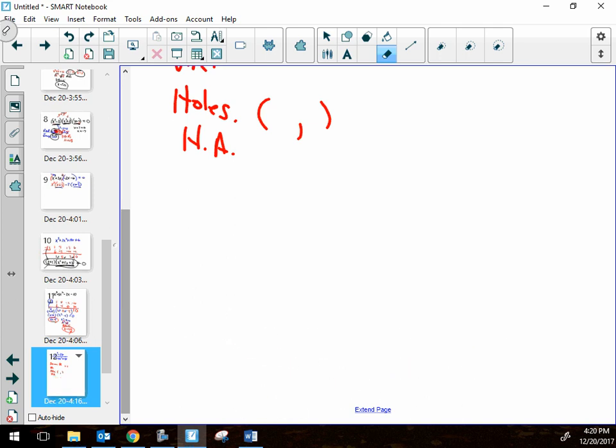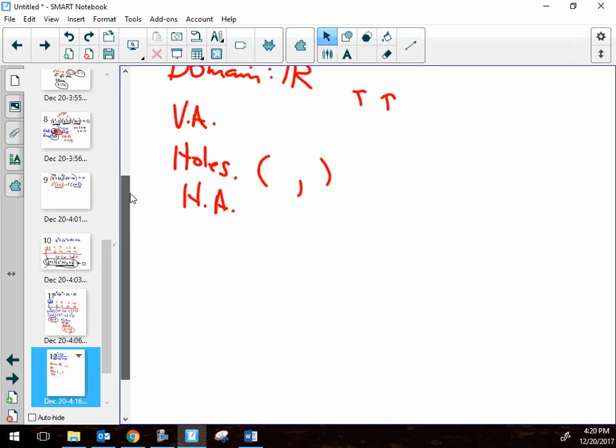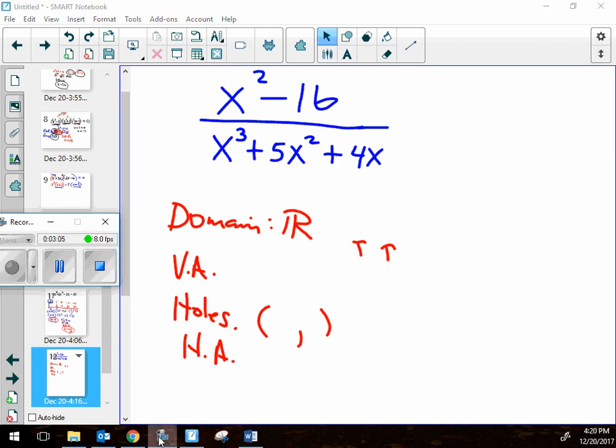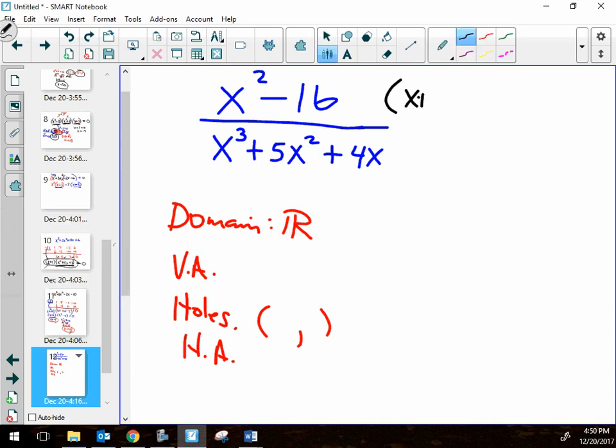I'm going to give you a minute and see if you remember how to factor this and then figure out all those things: domain, verticals, holes, horizontals. And I'll pause for a bit. Okay, let's see how you did. First off, I would hope you'd factored it to x plus 4 and x minus 4, because if you can factor it, you should.